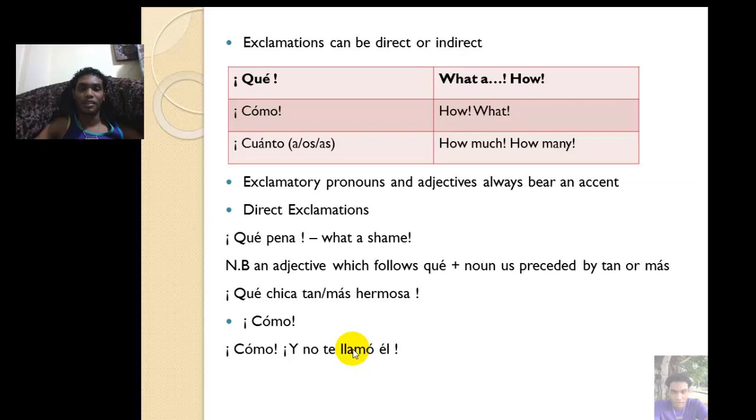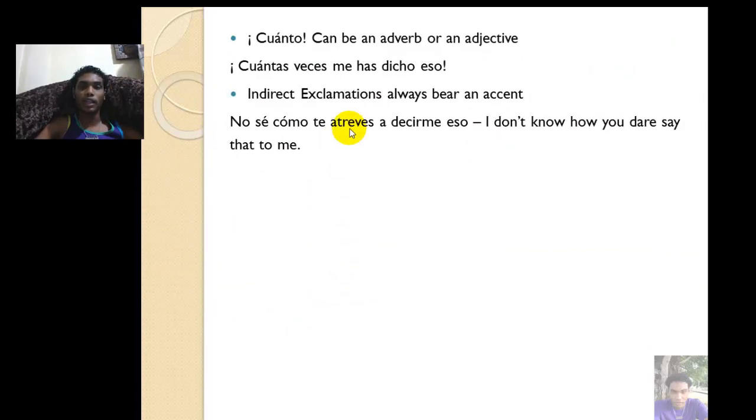But, right? Cuánto can be an adverb or an adjective. Right? ¿Cuántas veces me has dicho eso? Right? Now that was said very calmly. But if I say, ¡cuántas veces me has dicho eso! How many times have you told me that? You know? Indirect exclamations always have an accent. No sé cómo te atreves a decirme eso. I don't know how you dare say that. You know? Please note, this is a complex usage.